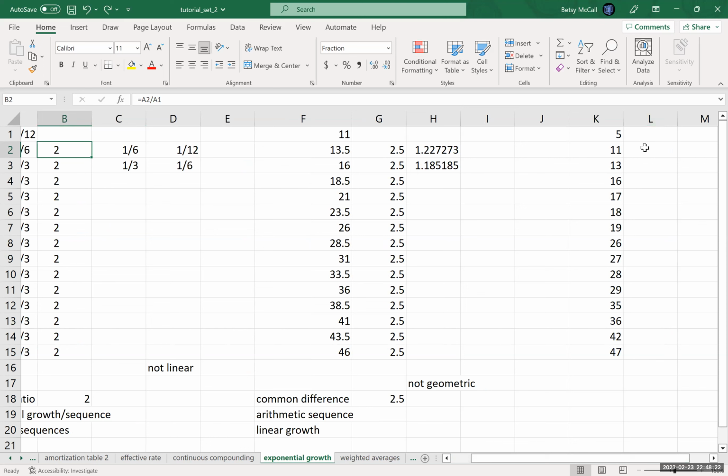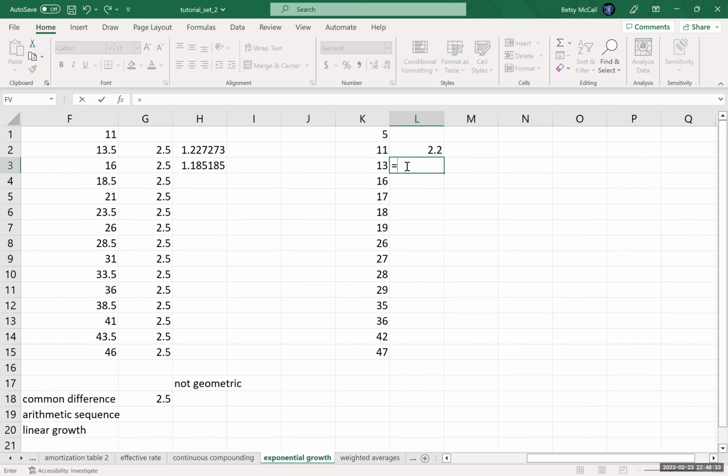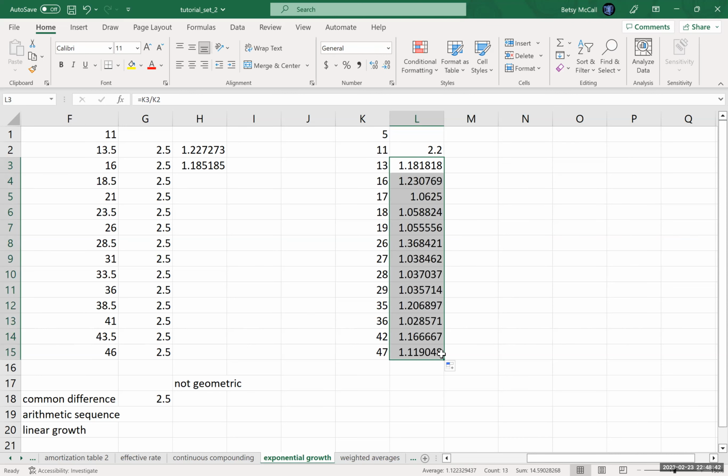In this example, if I take my 11 and I divide by 5, I get 2.2. But now if I take my 13 and I divide by 11, I don't get 2.2. And so if I keep doing this division all the way down, I can see that the ratio is going to vary each time. I'm not getting the same number over and over again. Sometimes they're similar, but they're not exactly the same.